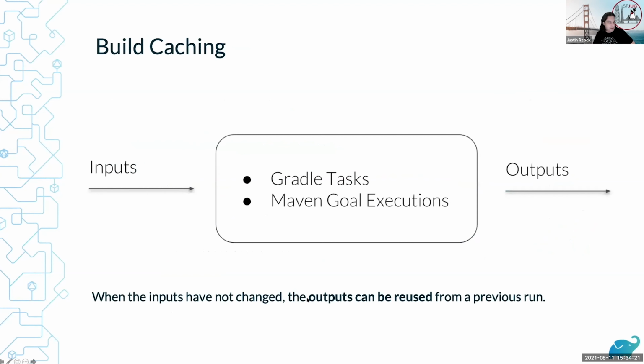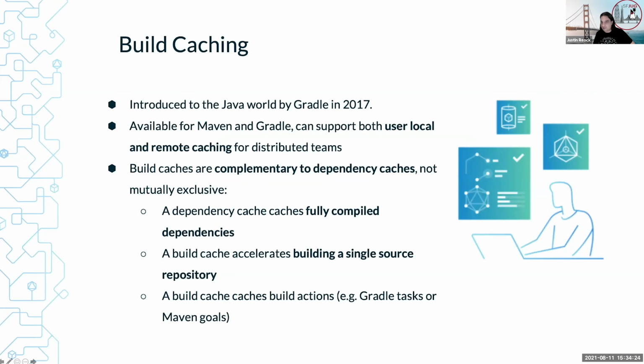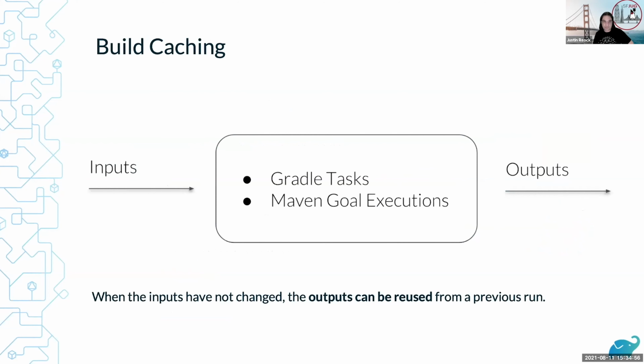So these build caches, I want to just make sure everyone understands, are complementary to dependency caches and not mutually exclusive, right? A dependency cache is more like an Artifactory or a Sonatype Nexus type of solution. These cache fully compiled binaries that you want to download as part of your build. But what we're actually talking about is accelerating the building of a single source repository, right? Or a single set of modules, or a single monorepo or whatever. And that one build will have tasks and goals, and parts of it that can be reused from previous builds. So what we really do is just take a look at all the inputs to our Gradle tasks or Maven goal executions. This could be code, right? Mostly it's talking about code.